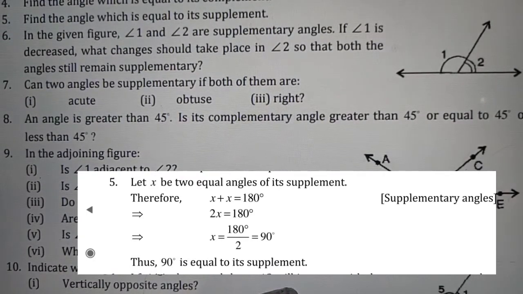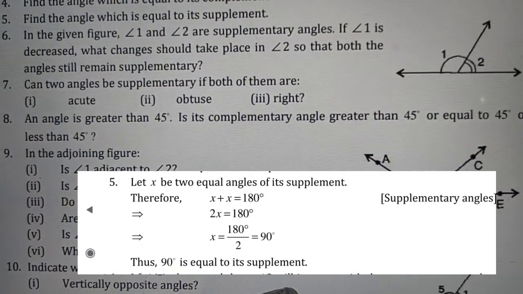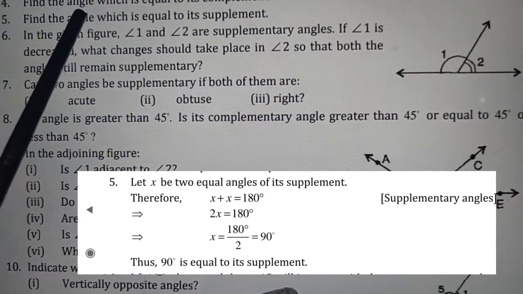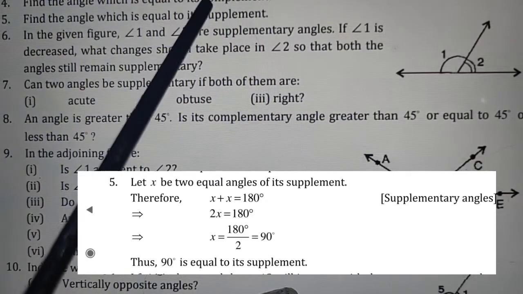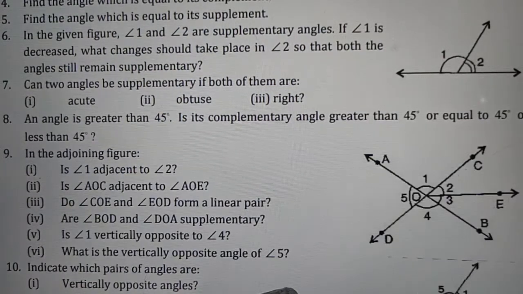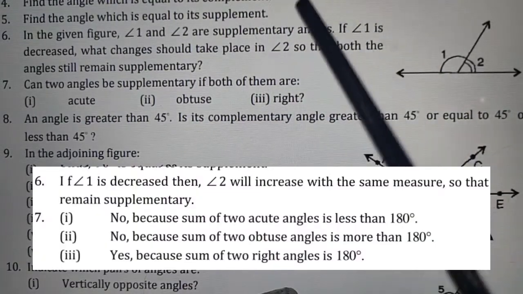Next, fifth question, find the angle which is equal to its supplement. It is similar to question number 4. In this question also, we suppose two angles to be equal as x and put the condition of supplementary, in which the addition of two angles is equal to 180 degrees. So question number 5 is similar to question number 4.